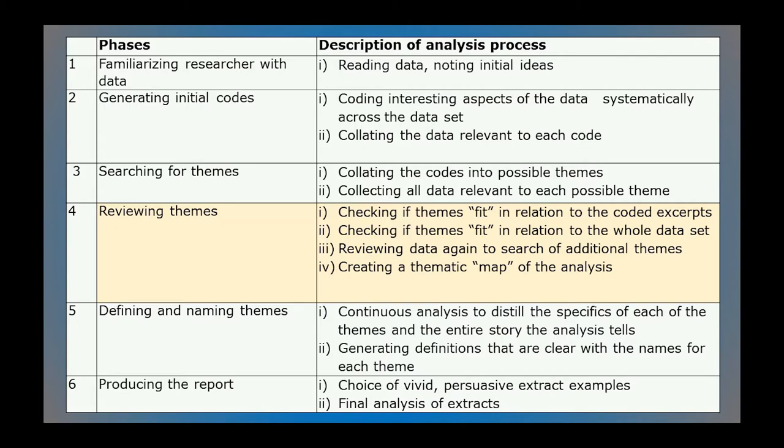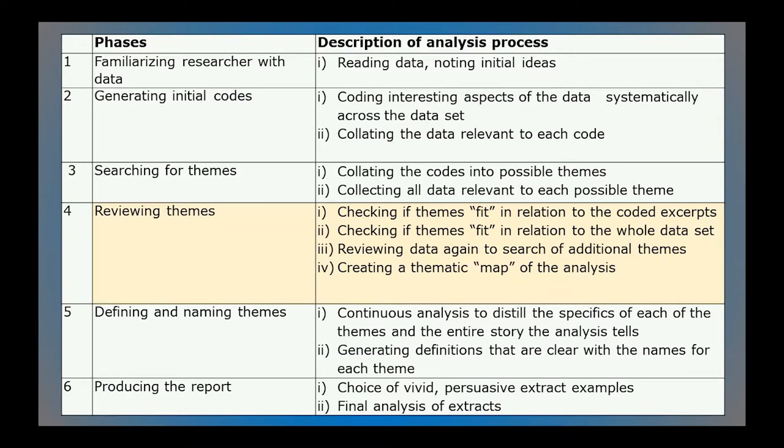Phase 4 is reviewing themes. This is where you check if the themes fit in relation to the coded concepts, and if the themes fit in relation to the whole data set. And I think what is most important here is that you're always checking back to your research question. Are these themes helping me to understand the answer to my research question? Or have I gotten off track and gotten lost in the data? Always bring yourself back to the research question.